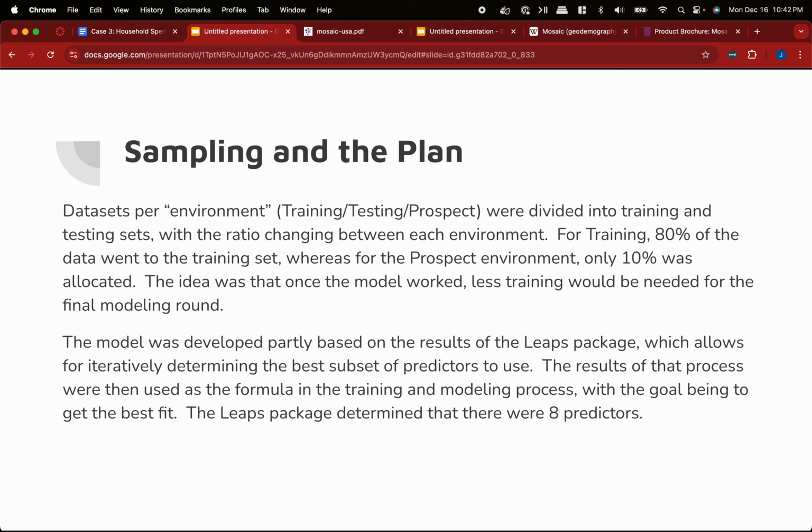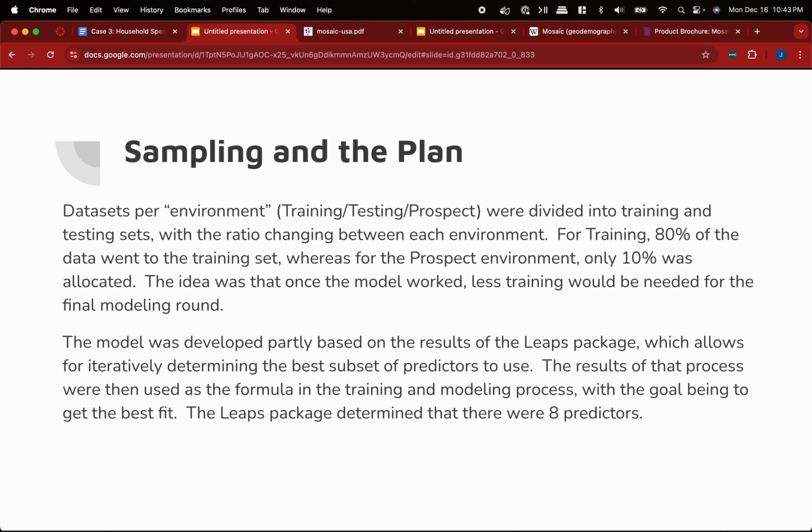The model was developed using 2 different methods. The model was developed partially from the results of the LEAPS package, which allows for iteratively determining the best subset of predictors to use. Because this Mosaic Z4 column predictors that could affect the classification, I needed to use something beyond anything that I had previously used to try to get the best subset of columns.